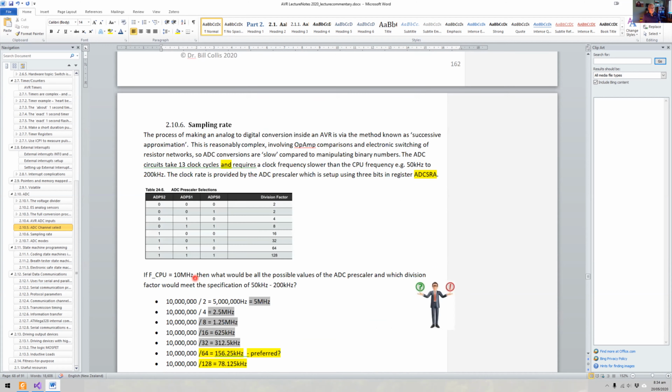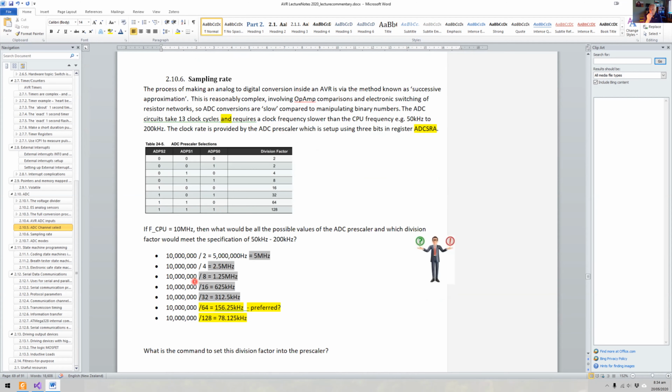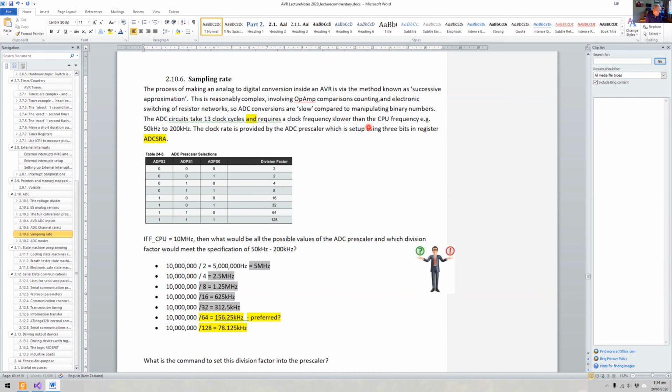Now let's have a look at one other little interesting thing here. I've already mentioned that this successive approximation process is really a bit complex. It involves counters, op-amp comparisons, actually counting. I should just slip in there for my notes in the future, it's a fairly complex little process. So what we have to do in this case is realize that it takes a while for this to be carried out. So our data sheet again will help us.